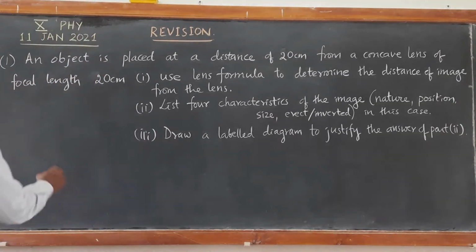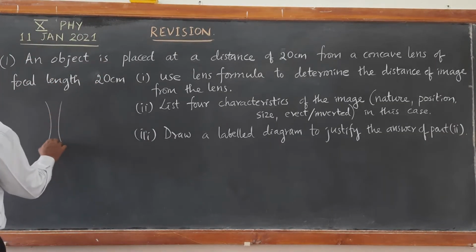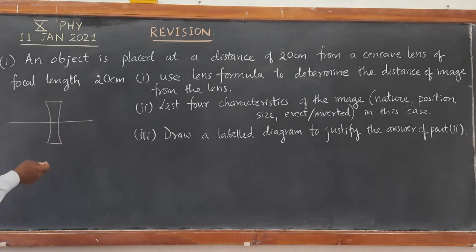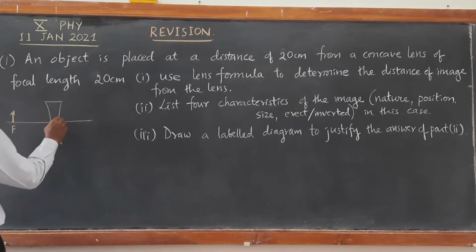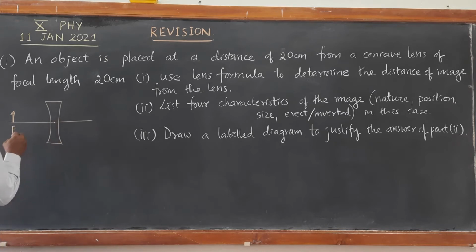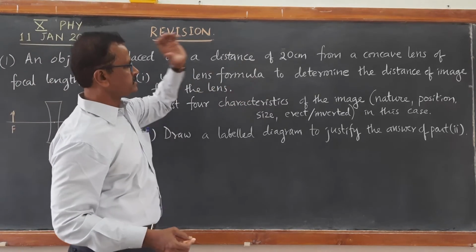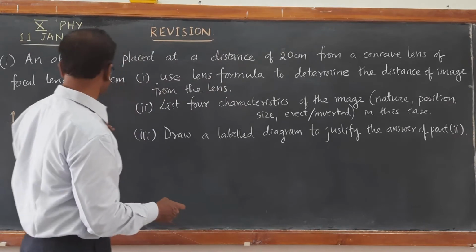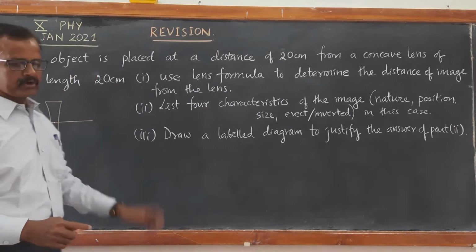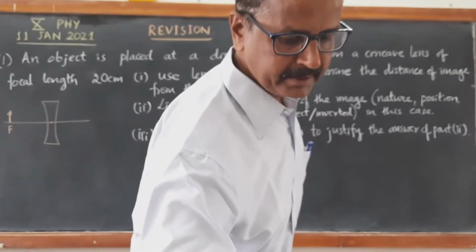So roughly if you draw, suppose this is a concave lens, right? Object should always be taken towards the left side. It is kept at a 20 cm distance and its focal length is also 20 cm. Object distance and the focal length are the same. Then you are asked to find the distance of the image from the lens. So the ray diagram we will draw later. First we will find the image distance.